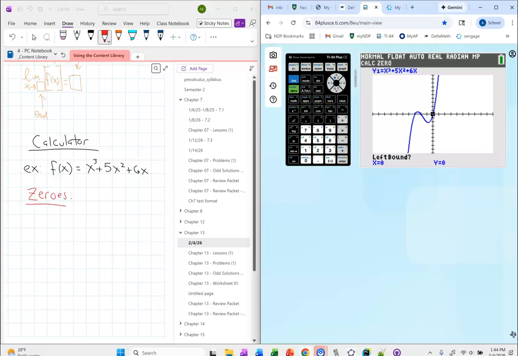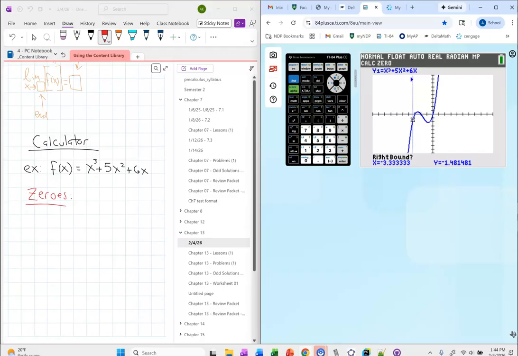So the left bound says, I need to know in between what values of x I need to look for this 0. So let's look for this 0 first, this one right here. I need to move my cursor so it's somewhere to the left of it, down there. So I'm just going to use my left and right arrows to move my cursor to the left of that 0 that we're going to look for. That's good, right? It's to the left somewhere. And then I'm going to press enter once.